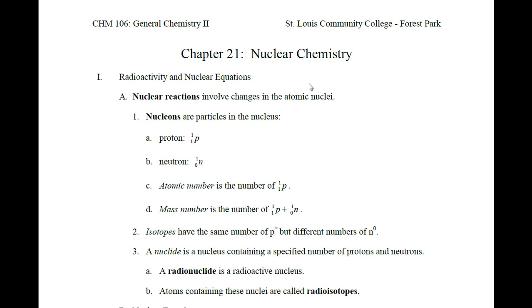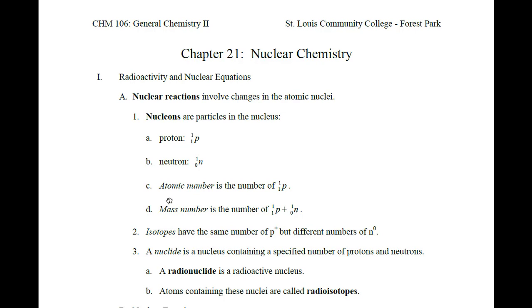Chem 106, Chapter 21, Nuclear Chemistry, Lecture 1. Nuclear reactions involve changes to the nuclei of the atoms, and so we call these particles in the nucleus nucleons. And so a proton is represented by this symbol, and a neutron is represented by this symbol.